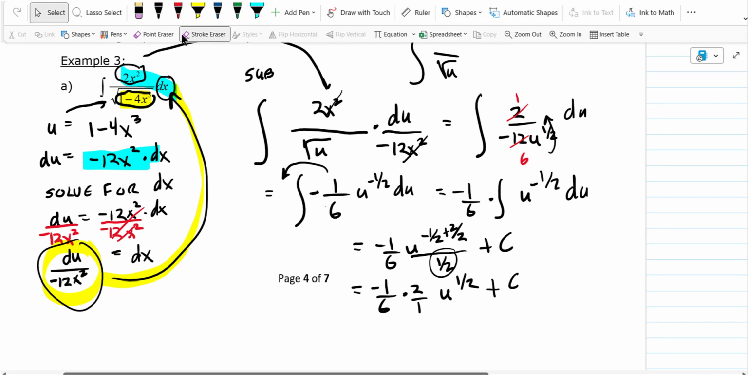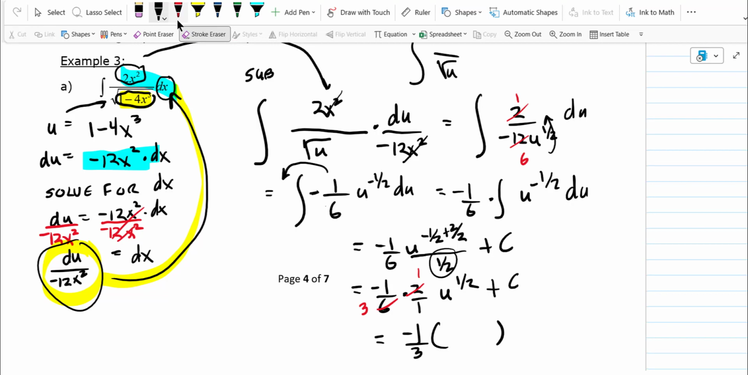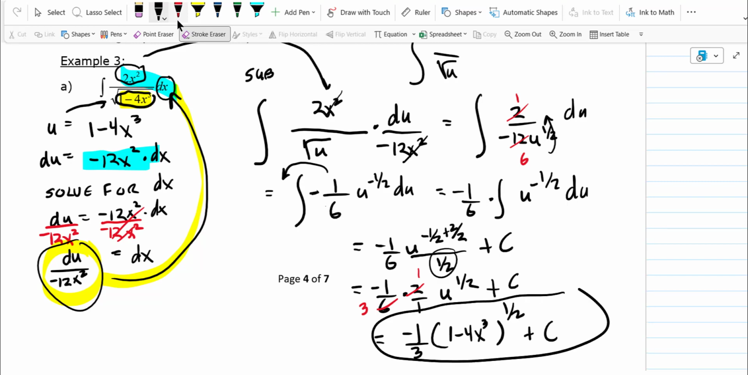Now you're ready to wrap it up and get the final answer of the problem after all this, okay? So what happens with this is, yeah, you could reduce this 2/6. 2/6 reduces to 1/3. And then you would have just negative 1/3. And then you can just plug back in your u. The u in this problem was 1 minus 4x to the 3rd plus c. So that would be the answer to the problem. The only difference on this problem is when you did du, it did not match. And if it does not match, solve for dx, then plug in.